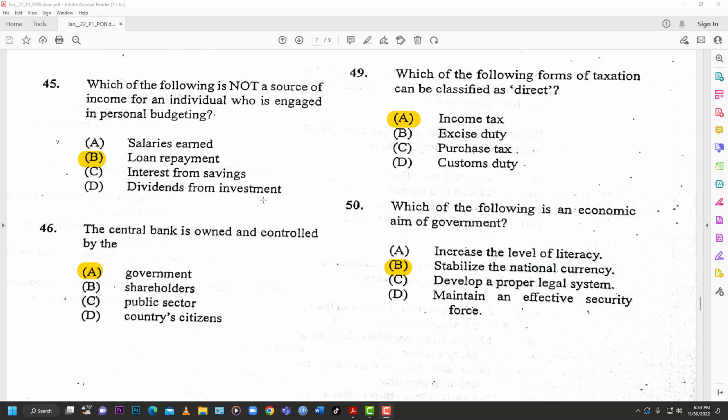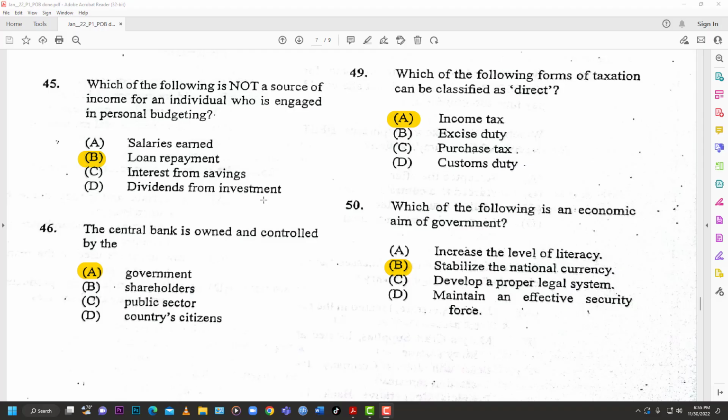45. Which of the following is not a source of income for an individual who engages in personal budgeting? So, when you're making a budget, which one doesn't go under incoming or income? Answer, of course, is a loan repayment. That's money leaving. So that's B. All the rest, salary earned, money coming in. Interest from savings, money coming in. Dividends, that's money you get from investment. You buy stocks, you get money from that. So the best answer is B, loan repayment.